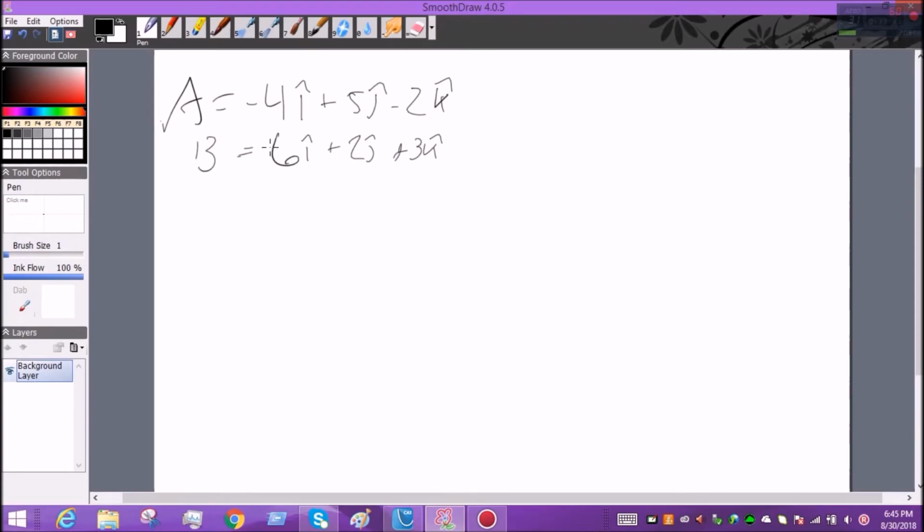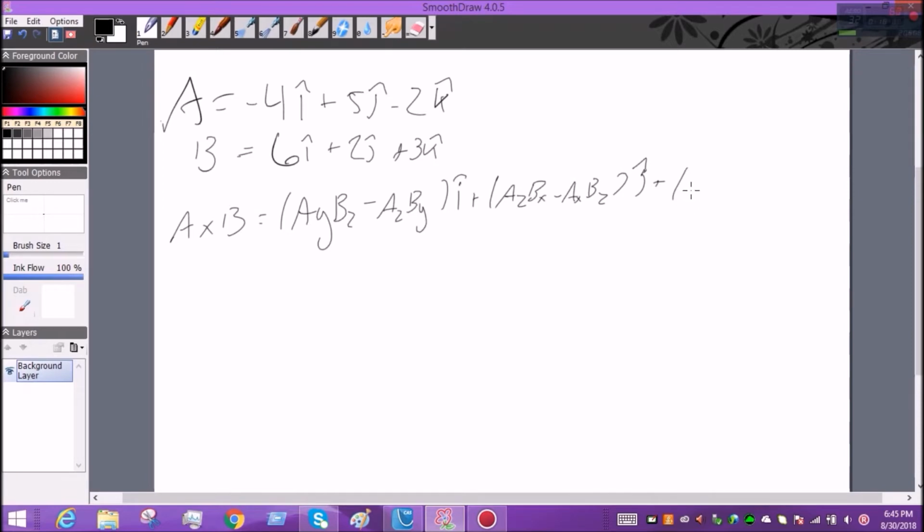If you have your three dimensions, this is how it's going to FOIL out. So basically, a cross b equals (a_y b_z minus a_z b_y) times the unit vector i, plus (a_z b_x minus a_x b_z) times the unit vector j, plus (a_x b_y minus a_y b_x) times the unit vector k.